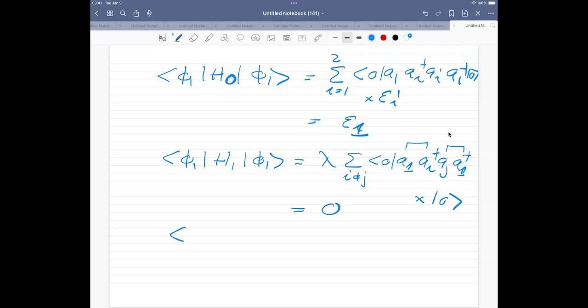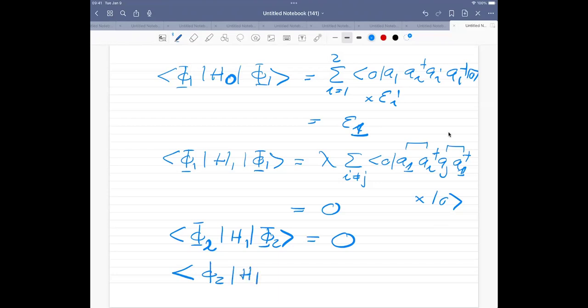And the same happens if I do, sorry, state 2 here with the interaction piece. We see that this one is also 0. And the only term which is non-zero for the interaction is the term where we take the cross elements. And we will find this to be equal to lambda.